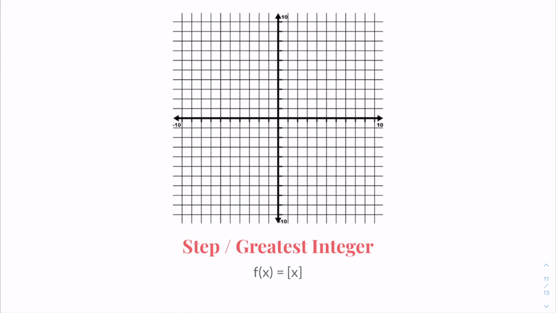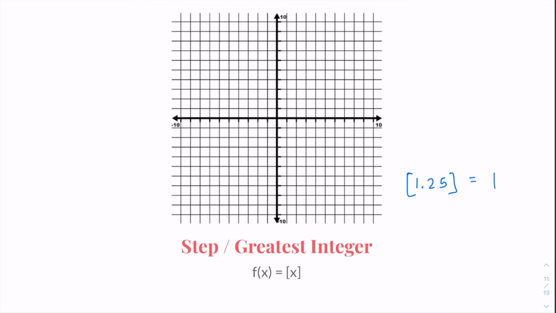All right, here we have the greatest integer function, or the step function. f of x equals, and then those brackets around x. This is a rounding function. It rounds everything down to the nearest whole number. So for example, 1.25 would round down to 1. 0.999999999, maybe forever, rounds down to 0. So anything between 0 and 1 has the same value of 0 until we get to 1.